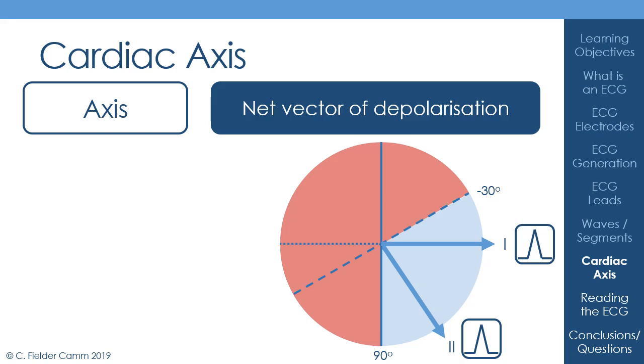Now, if you had left axis deviation, so up on the top right in the case of this graph, then normally lead 1 would be positive and lead 2 would be negative. And if you had right axis deviation, which is down at the bottom left of this graph, then you would normally have a positive lead 2 and a negative lead 1.